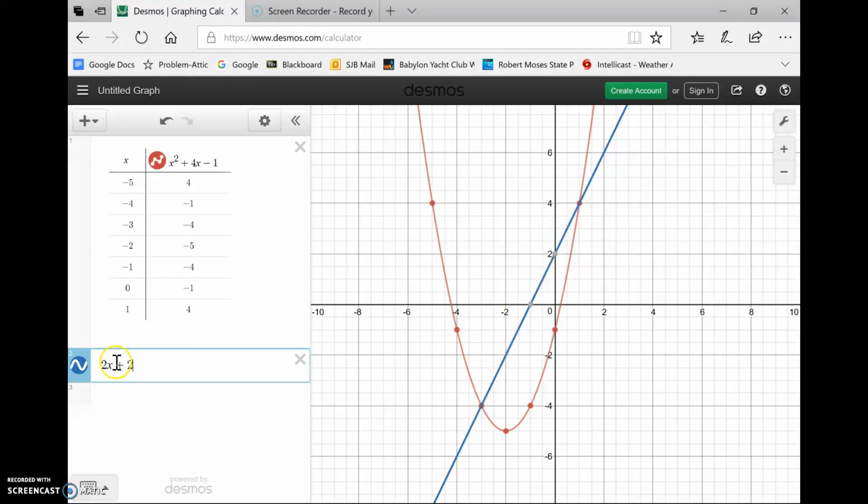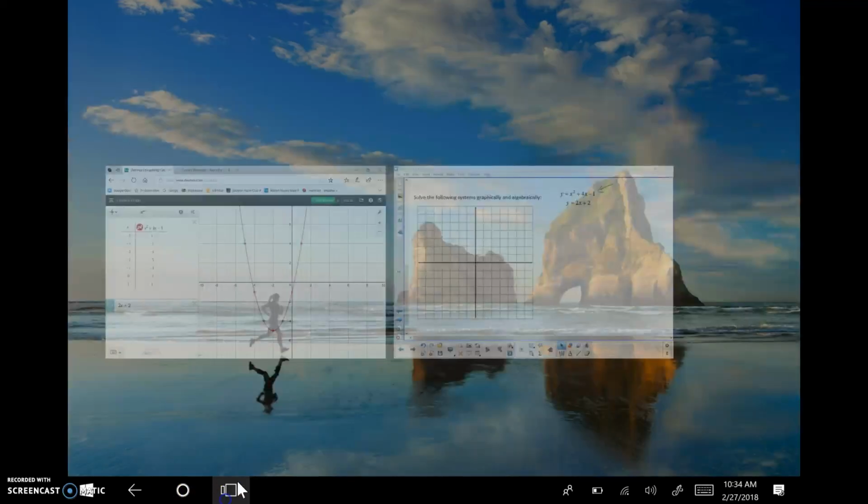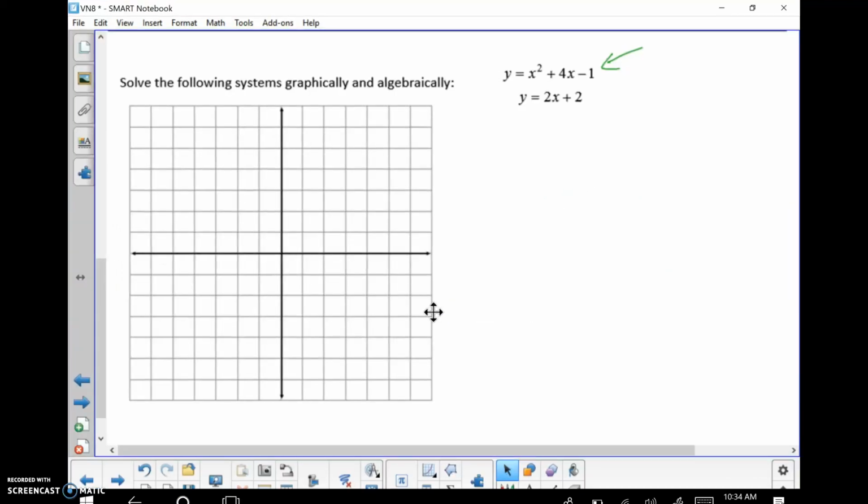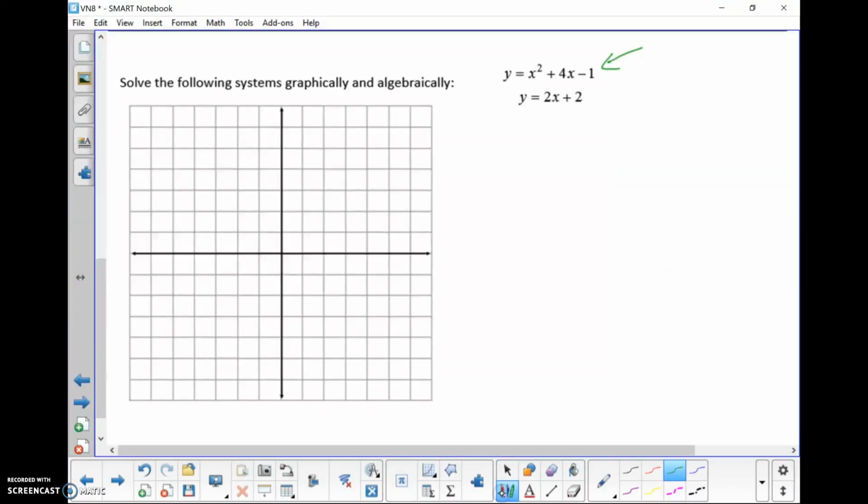But let's not worry about that yet. Let's see if we can graph these one at a time. So let me turn this off and let's just focus on the parabola first. So the first thing you're going to want to do is write this table down. So I'm going to write this table down next to our graph here. It's just a quick little table here, x, y.